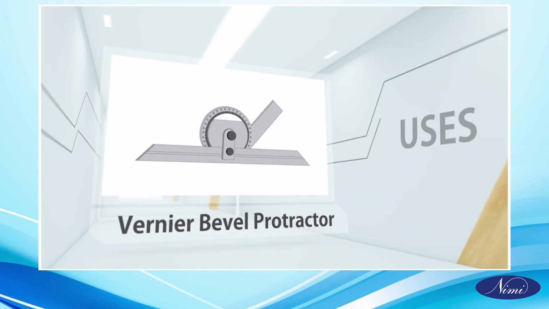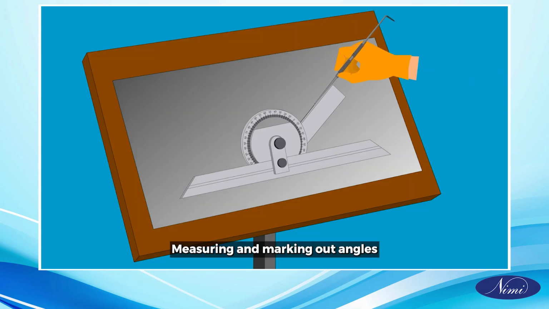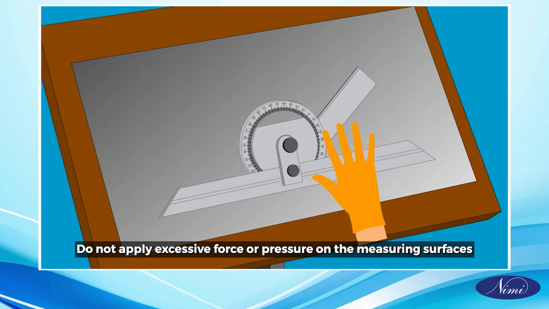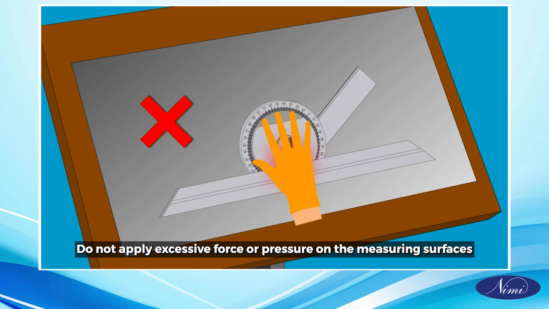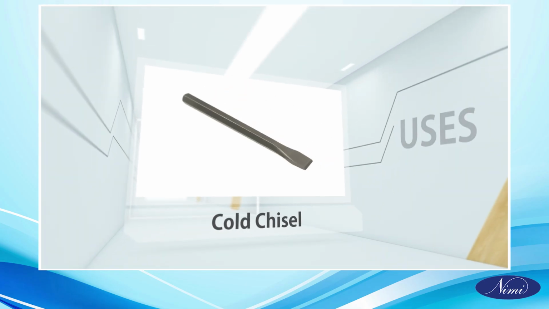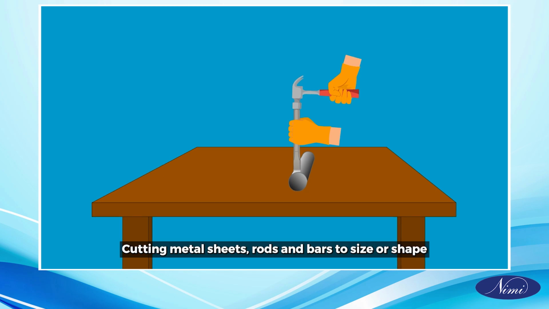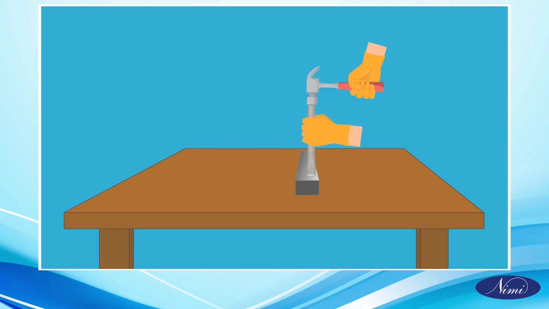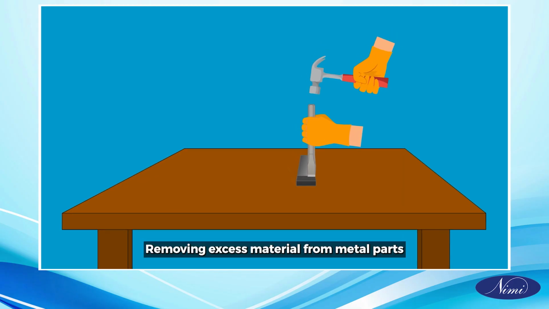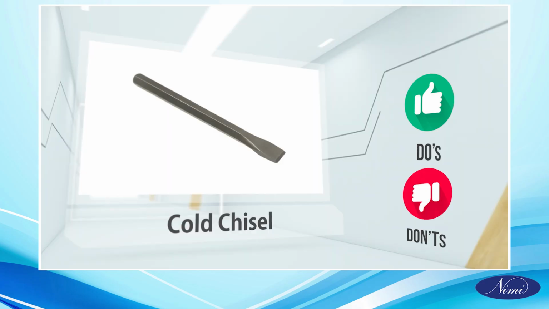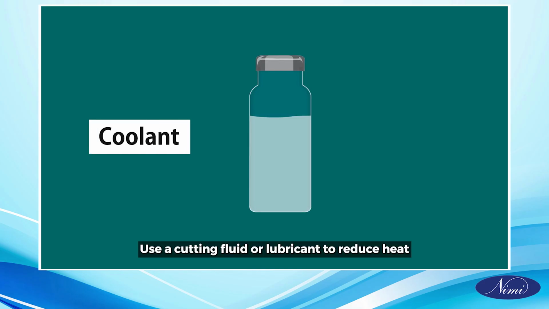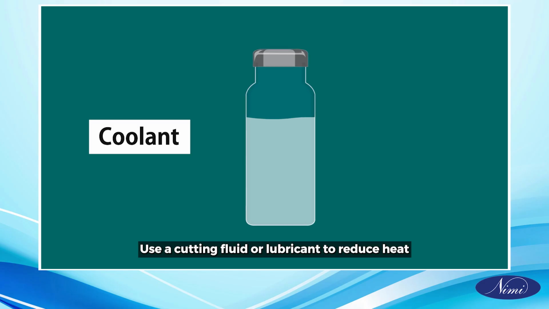Vernier bevel protractor uses: measuring and marking out angles, checking the accuracy of angles. Do's and don'ts: clean the measuring surfaces of the tool. Do not apply excessive force or pressure on the measuring surfaces. Cold chisel uses: cutting metal sheets, rods, and bars to size or shape, removing excess material from metal parts. Do's and don'ts: wear appropriate personal protective equipment. Use a cutting fluid or lubricant to reduce heat.